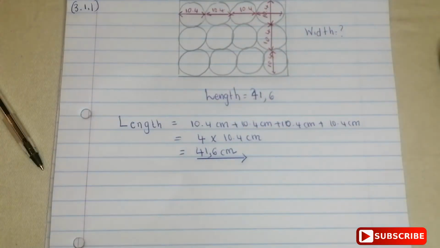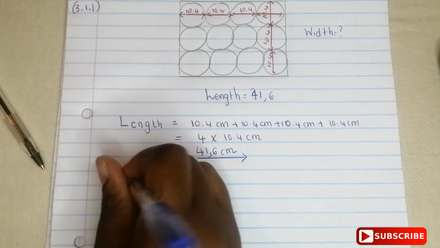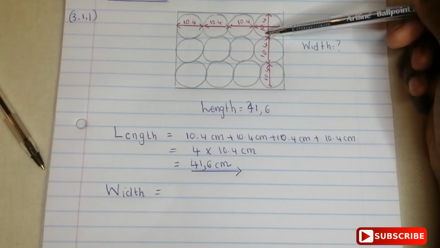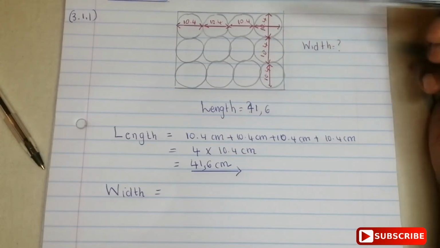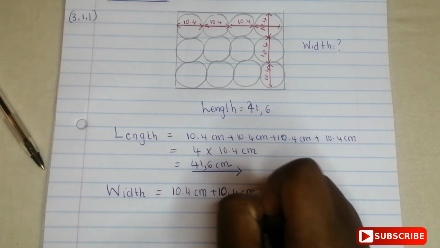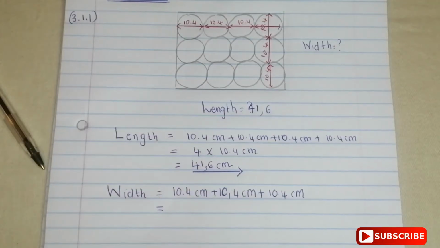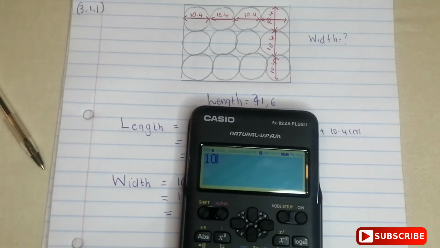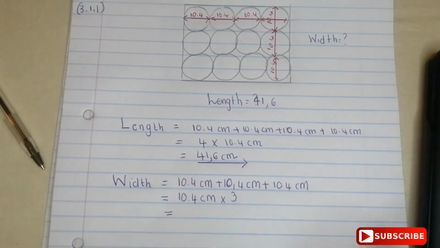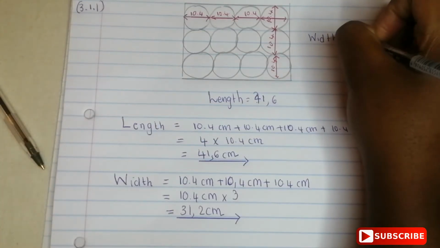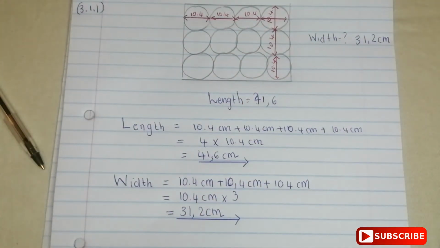Okay, so now we need to get the width of the box. I said that we basically need to add these 10.4s, right? So we're going to add 10.4 plus this 10.4 plus this 10.4. 10.4 centimeters plus 10.4 centimeters plus 10.4 centimeters, or you can just say 10.4 centimeters multiplied by 3 to get your answer. 10.4 multiplied by 3 is equal to 31.2 centimeters. Okay, and then we are done, right? And then we found that the width is equal to 31.2 centimeters.